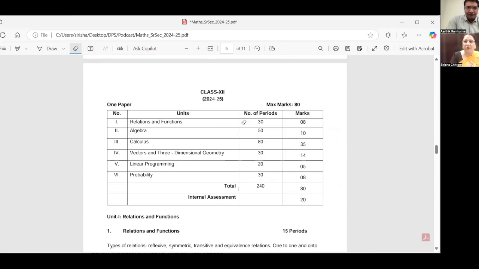Because if they have already prepared, it's my 5 marks, I didn't finish. That means I'm not preparing them in 360 degrees. So I give them this. The board has given the weightage according to unit wise.